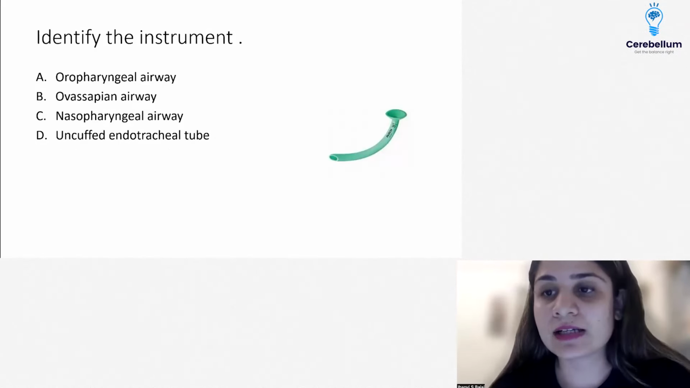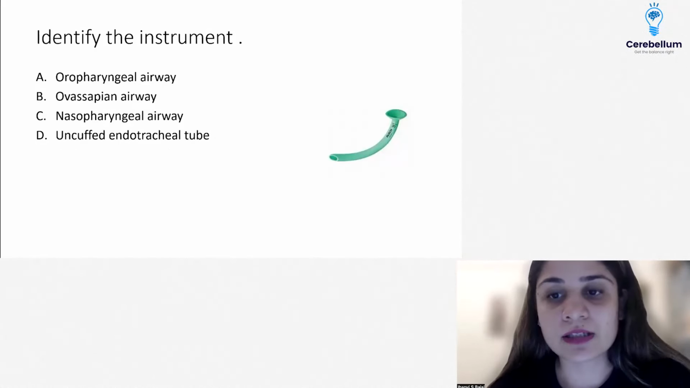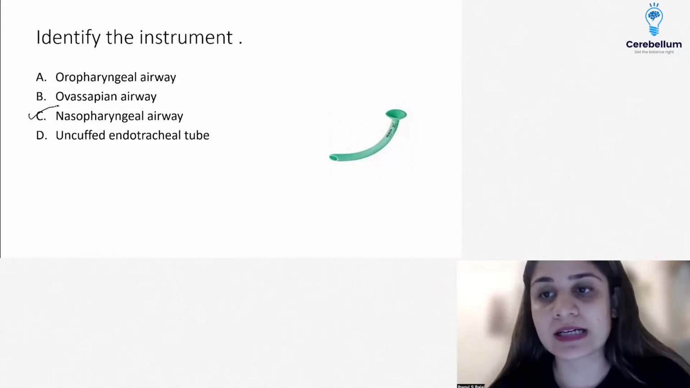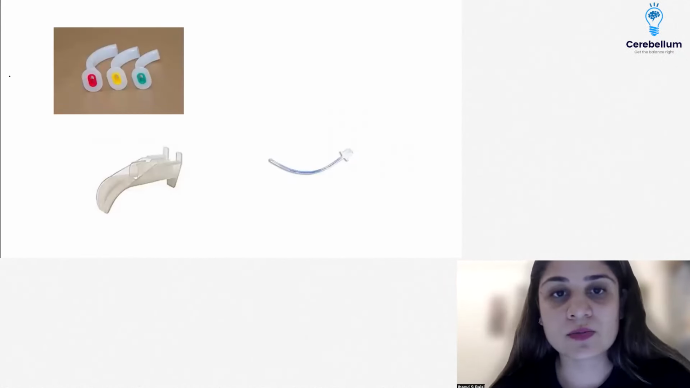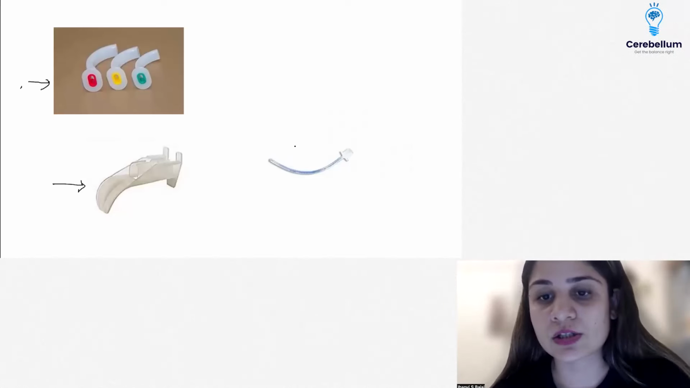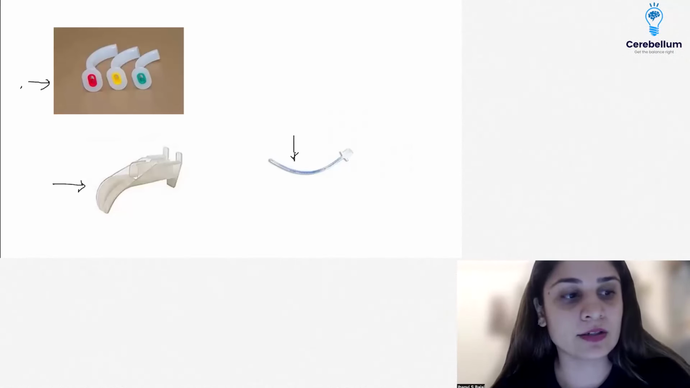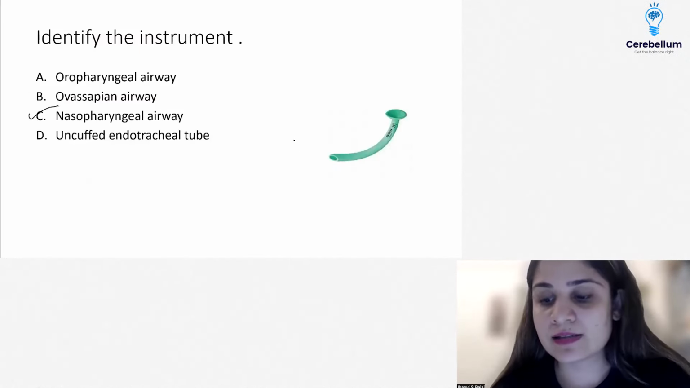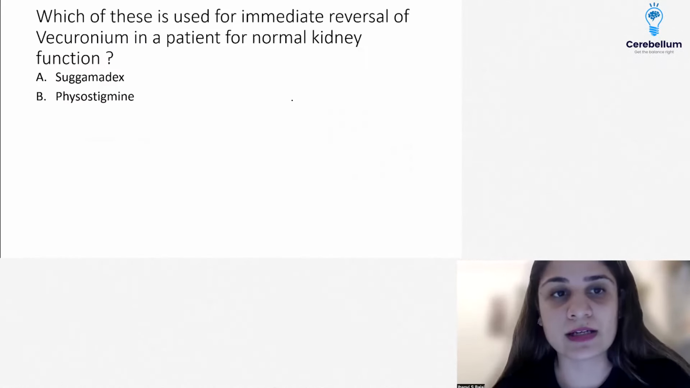All right, identify this instrument. Again, we have covered this. This is nothing but a nasopharyngeal airway. We know how an oropharyngeal Guedel's airway looks like. So this one over here that you see is an oropharyngeal airway. This, what you see, is the Ovassapian airway, which is used whenever we do fiber optic intubation. And this is an uncuffed endotracheal tube. So what we have seen is come in the exam as nasopharyngeal airway.